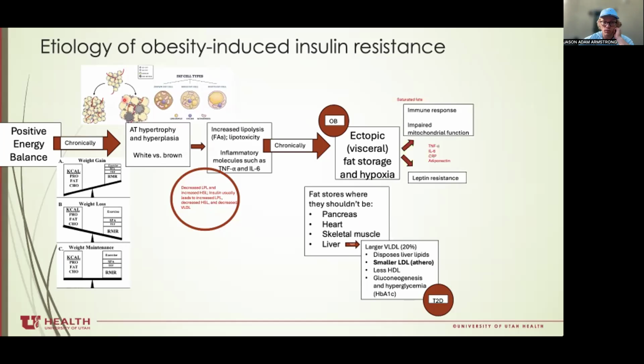So with this ectopic fat storage and hypoxia, we see an immune response. So again, coming back to those inflammatory molecules, looking at things like TNF-alpha, IL-6, CRP, which is C-reactive protein, and then adiponectin, which actually has the reverse effect. So we see increases in TNF-alpha, IL-6, and CRP, but actually decreases in adiponectin, which would decrease my inflammatory response. And then we also see impaired mitochondrial function. And again, I think we'll talk about that maybe more in the second half of the semester, but I wanted to throw it up here because it is part of this process.